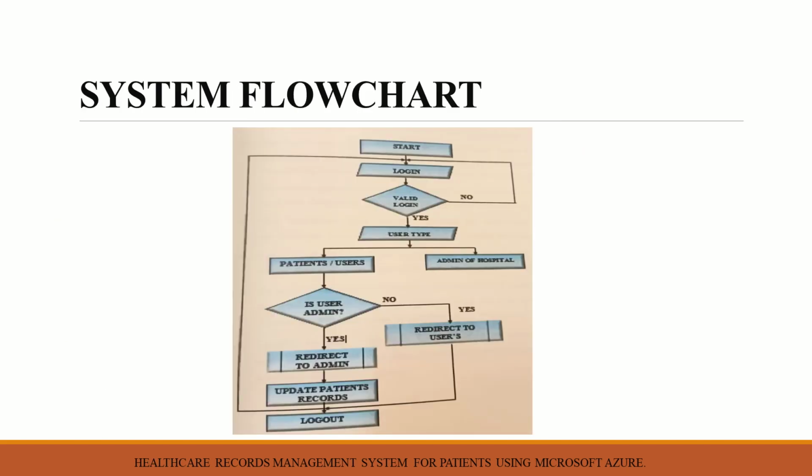This is about the flowchart. Firstly, we will log in to our screen of Microsoft Azure. There we enter the password and ID. If it is correct, then it will move towards the user type. If it is not, it will go back to the login screen. If it is a valid ID, then it will move towards the patient user and the admin of the hospital. It contains all the details of one patient and the admin of a hospital, which gives access to the details. And if a patient logs in as a user, it will go to the user admin.